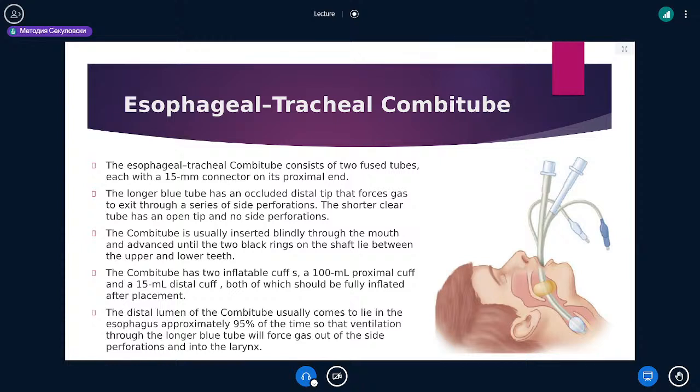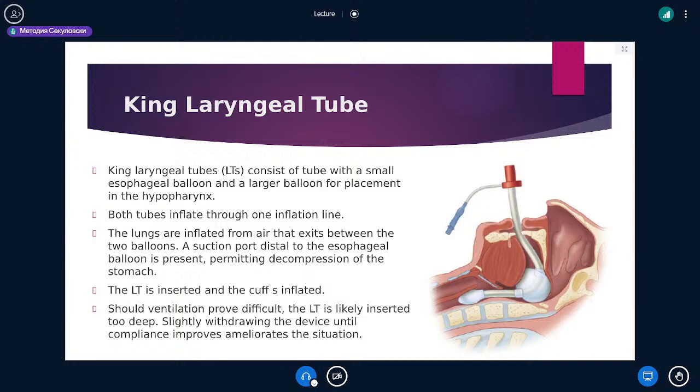This is very important because the hypopharynx has a larger diameter and the trachea diameter is very small. When you're working with intubation or a Combitube in the trachea, we put 50 milliliters in the distal cuff, the part of the tube going into the trachea. The distal lumen of the Combitube usually comes to lie in the esophagus approximately 95% of the time, so that ventilation through the longer blue tube will force gas out of the side perforation and into the larynx.